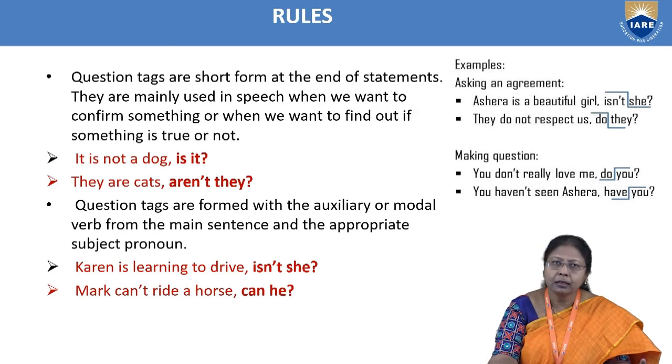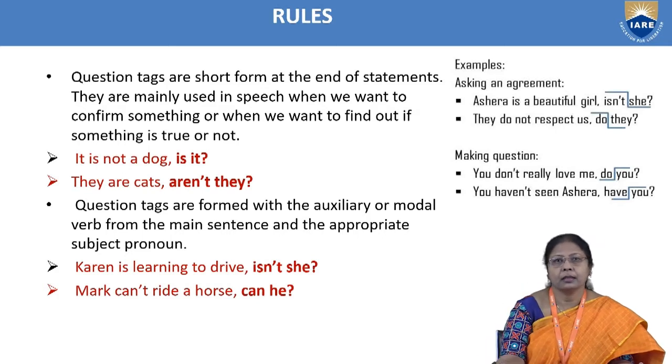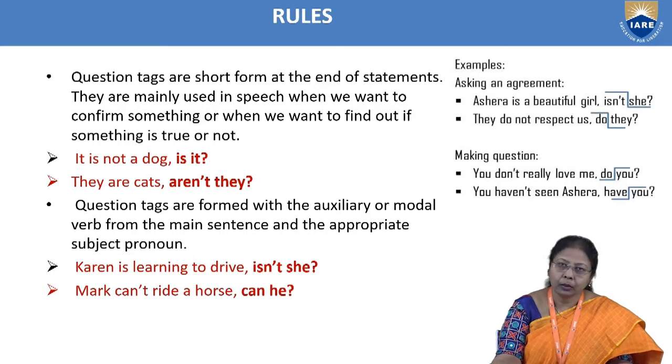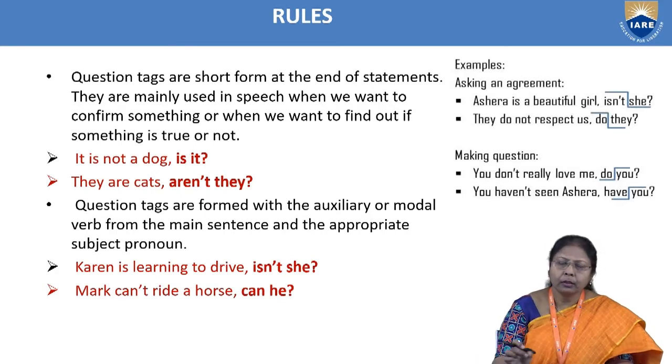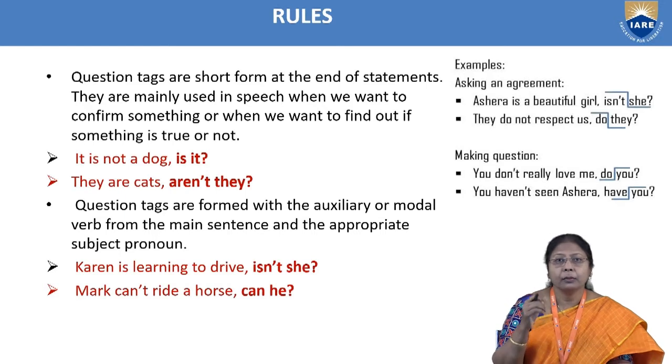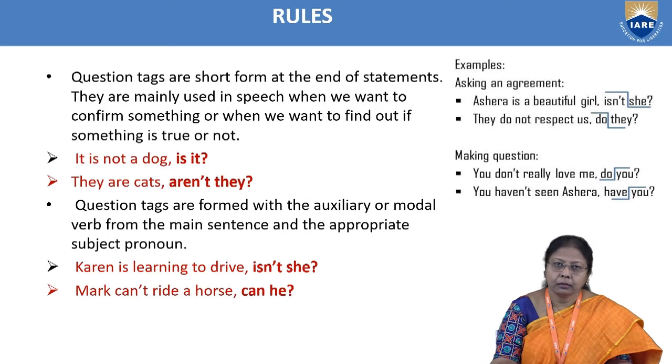They are cats, aren't they? Not "are not they." It's not the full form of this. We should not use the full form in a question tag. The contracted form is aren't they? So here, one more thing I want to tell you. Question tags are formed with an auxiliary verb or modal verb from the main sentence and the appropriate subject pronoun.